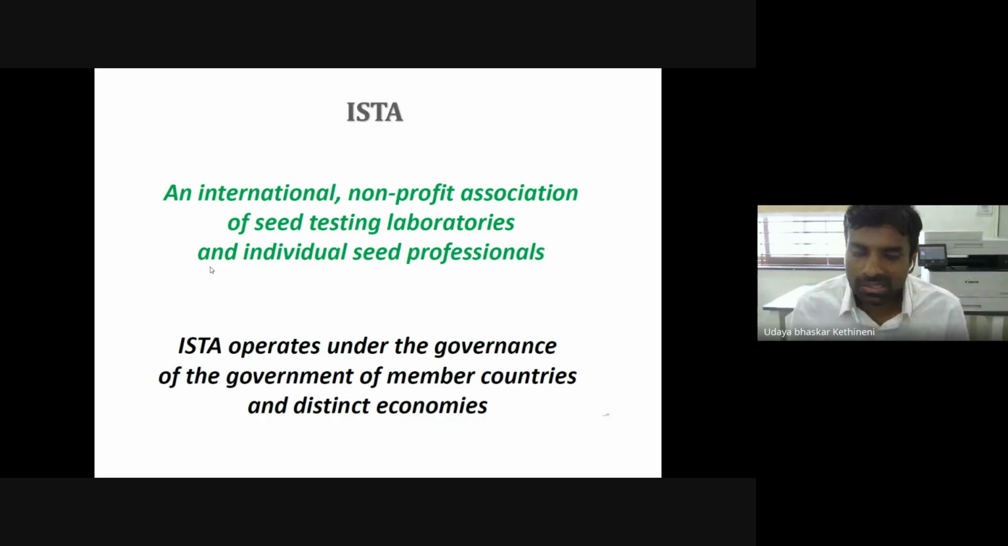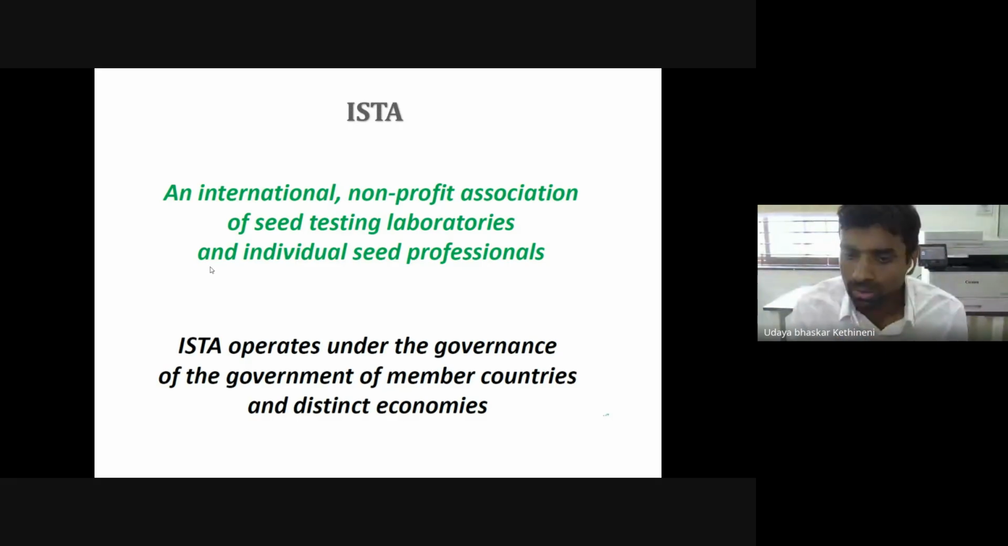Who operates ISTA? ISTA is operated by an executive council, which is under the governance of the governments of the member countries. Each member country has a casting vote and elects the members of this executive council. Apart from that, other technical committees are also there. They are purely voluntary, so people can enter depending upon their research background.